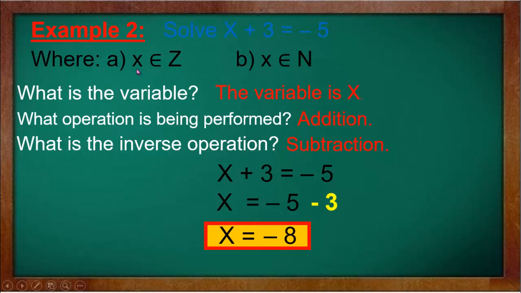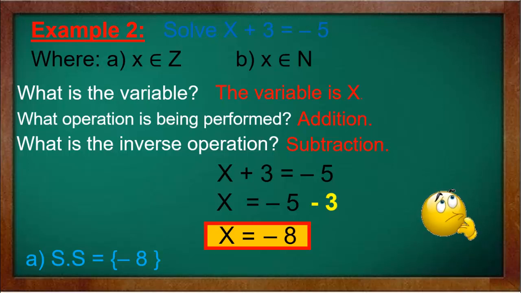Let's first begin with finding the solution set in Z. So the first question I'm going to ask myself, does negative 8 belong to Z? Yes, sure. Z contains all negative whole numbers, 0 and all positive whole numbers. So my solution set in A is going to be set negative 8. Now let's go to number B. Does negative 8 belong to N or natural numbers? Of course not. We said that N only contains 0 and positive whole numbers.